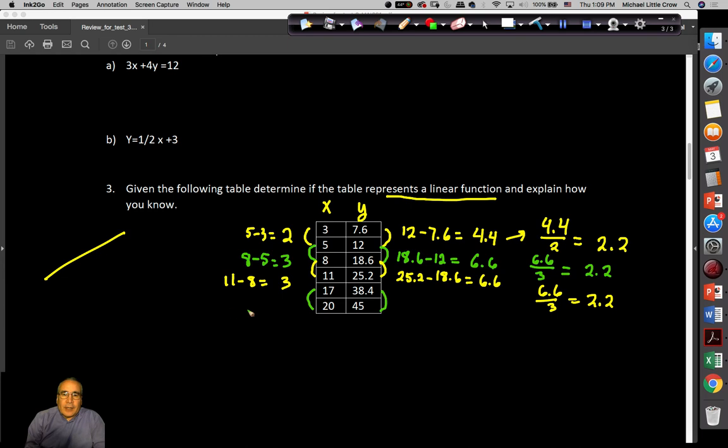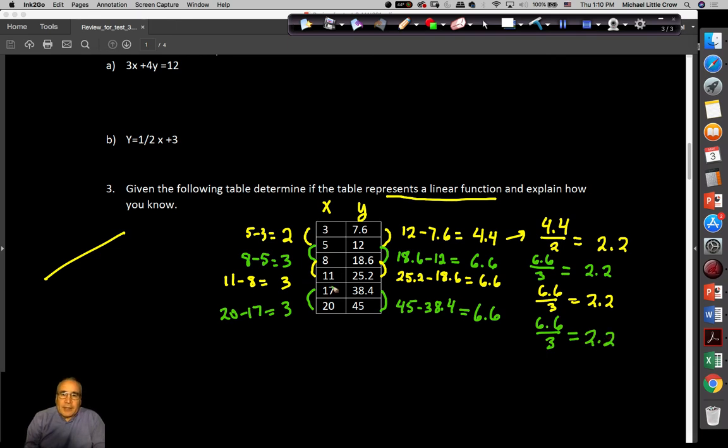Let's check this last one. 17 to 20, that's 3, right? 20 minus 17 is 3. 45 minus 38.4 results in 6.6. And so we get 6.6 divided by 3 is 2.2. I guess I've done all of these.